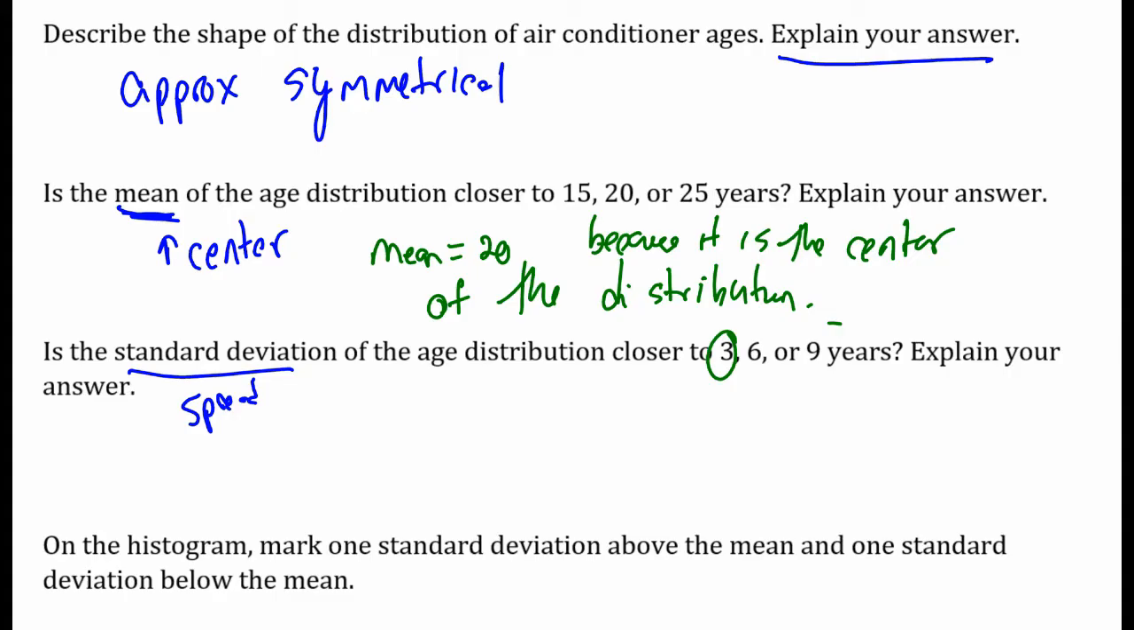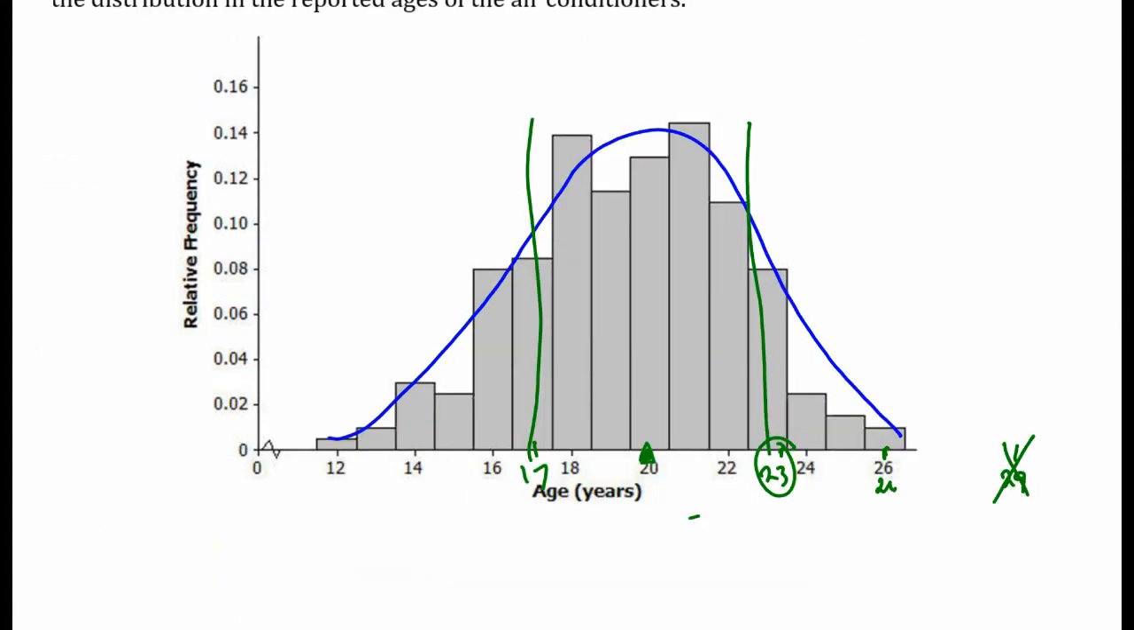On the histogram, mark 1 standard deviation above and 1 standard deviation below. Well, guess what? We already did that. I went up 3 to 23, and I went down 3 from the mean to 17, and that middle portion there represents 1 standard deviation within the mean. I went 1 above, 1 below.